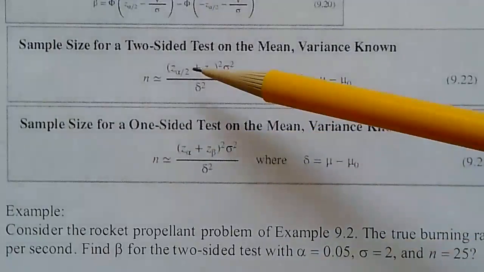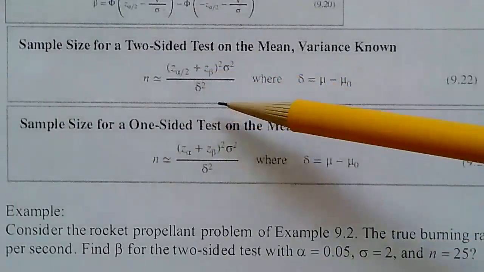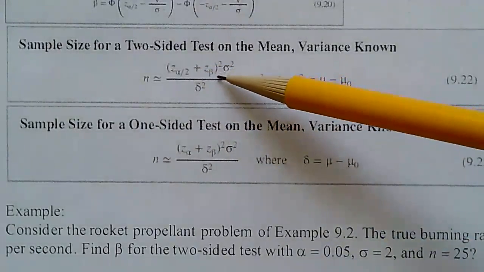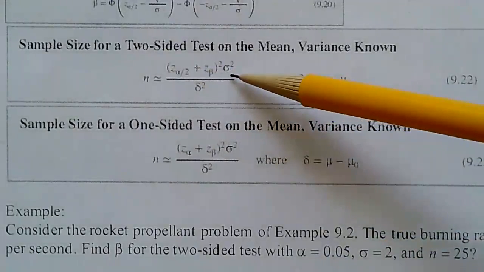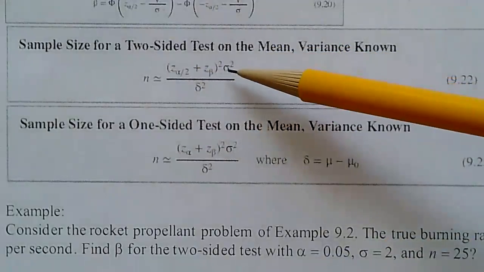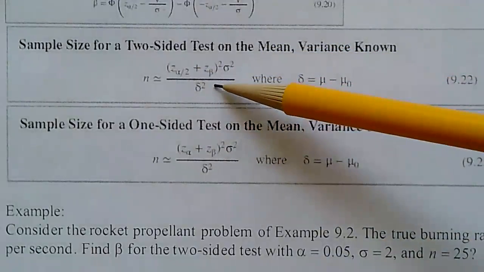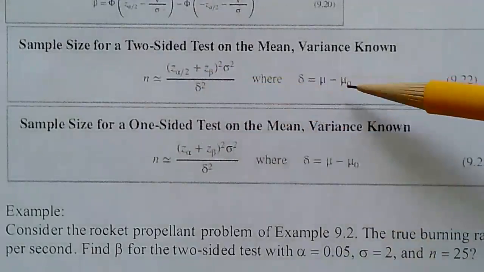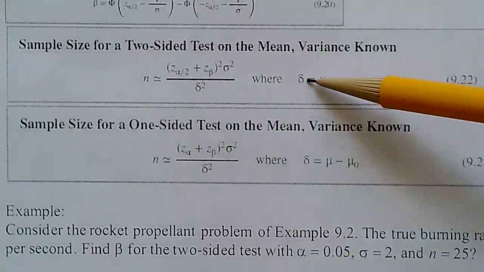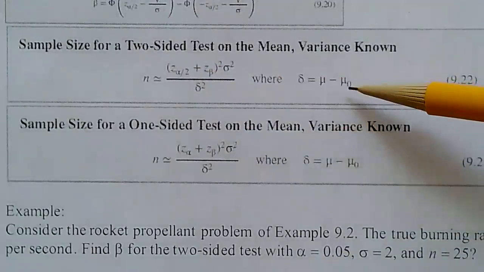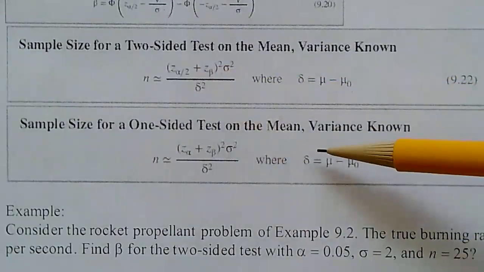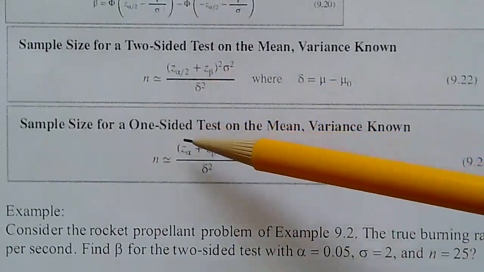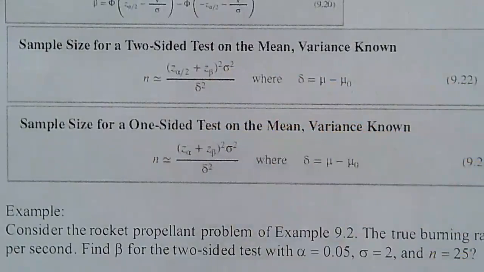So again, you have your z of alpha over 2 plus the z of your beta, that power, squared, times the standard deviation squared, which is actually the variance, and divided by the difference between the two means squared. And so again, that little symbol there is the difference between our two means, and for that we can estimate a sample size. We can also do that for a one-sided test where we use z of alpha instead of z of alpha over 2. And that's the only change in the formula.